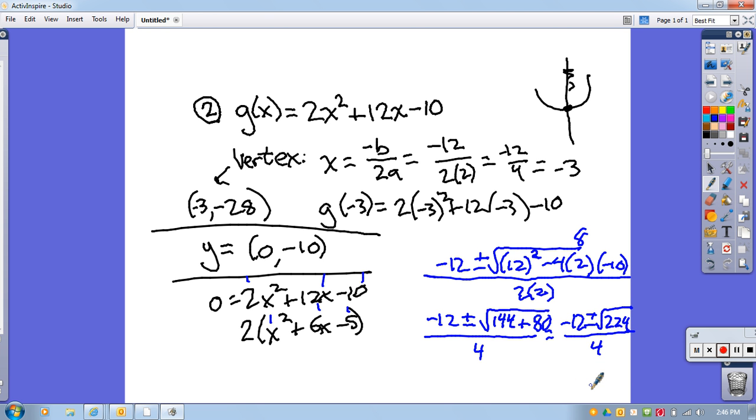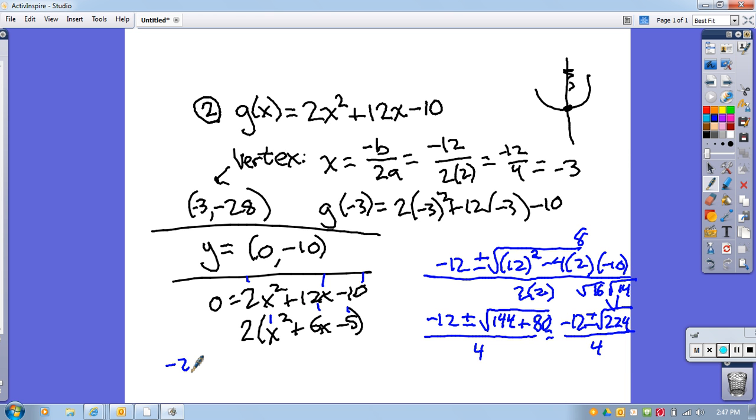Now from here, what I'm going to have to do is try to break up that radical as much as I can, and then maybe do some reducing. Looking at that 224, I'm grabbing my calculator right now. I think 16 goes into it. 224 divided by 16 is 14. Yeah, it sure does. So this is 16 times 14. Those are both still being square rooted.